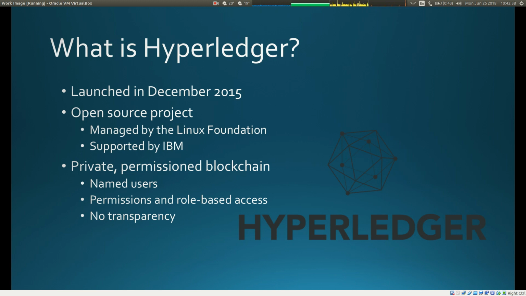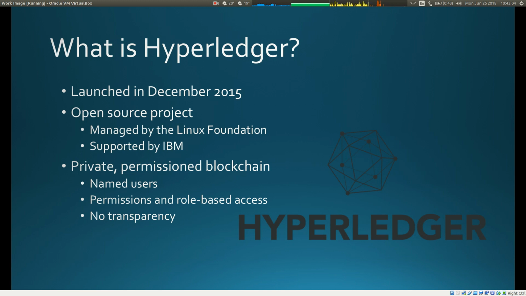And unlike its Ethereum cousin, Hyperledger is a private permissioned blockchain. So that means that all users are named users. We have identity right from the beginning. And knowing who our users are allows us to create permissions and drop role-based access rules. This also means that unlike a platform like Ethereum, things aren't transparent by default.